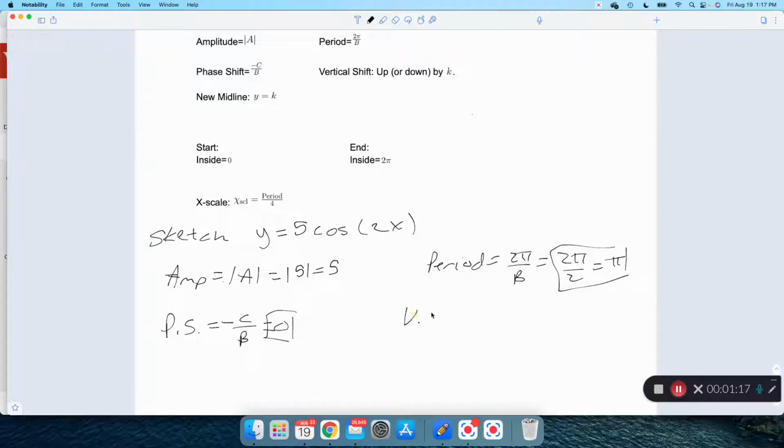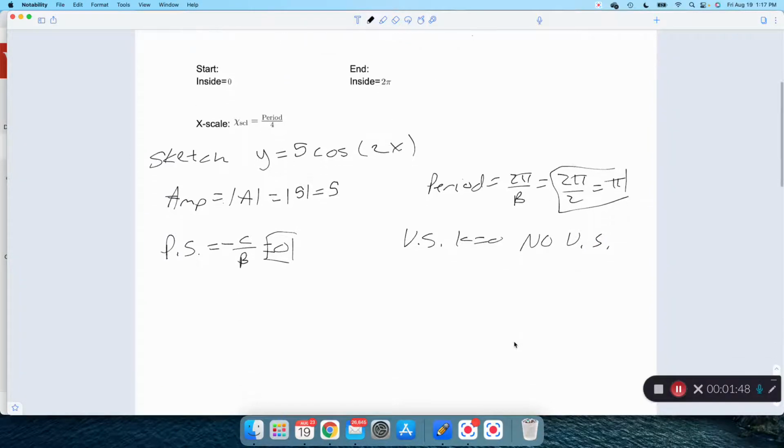And our vertical shift, moving the whole graph up or down: there's nothing added or subtracted outside. So C is not the phase shift, but C is what's added or subtracted inside. K is what's added or subtracted outside the parentheses. Nothing here, K equals 0. No vertical shift, so that's going to mean our midline is still the x-axis.